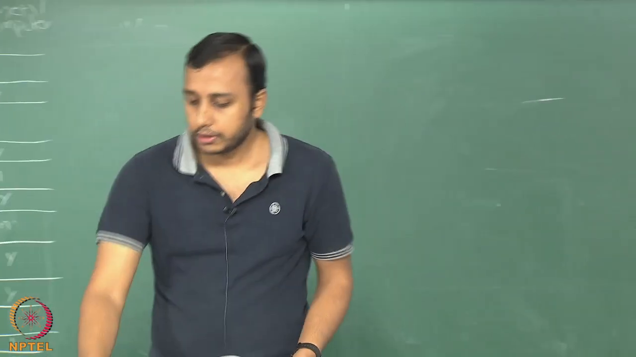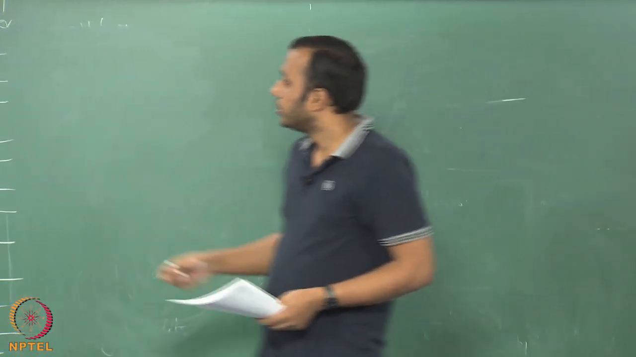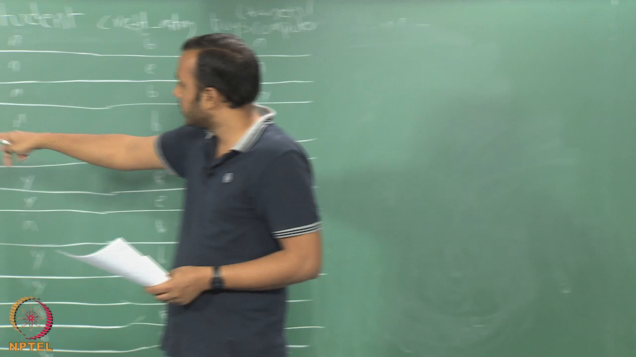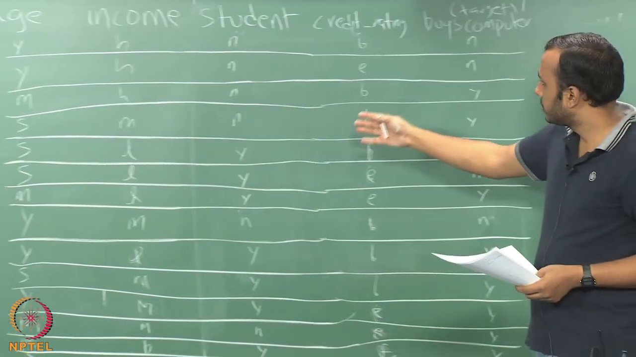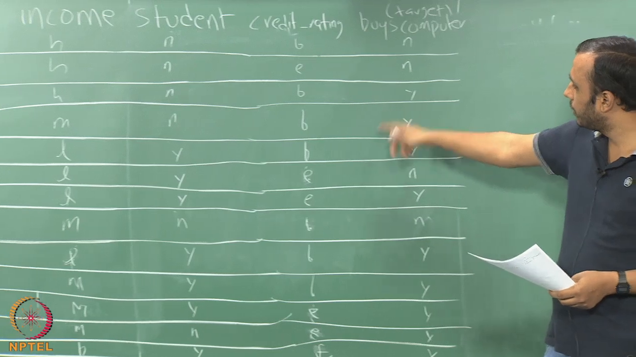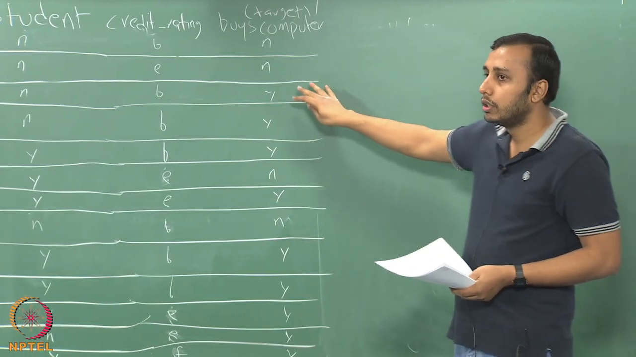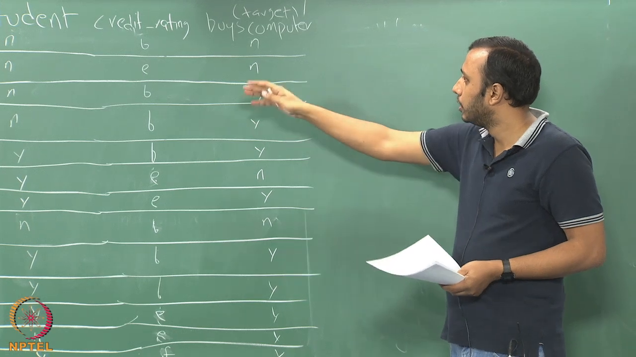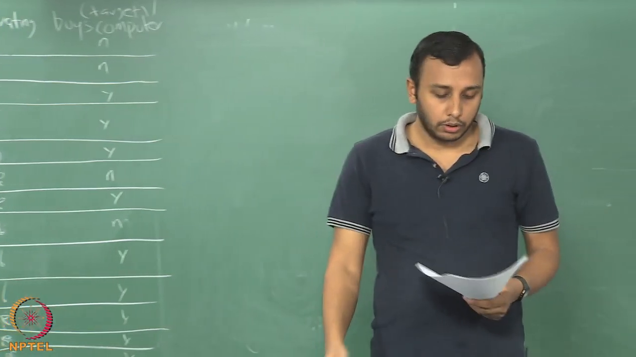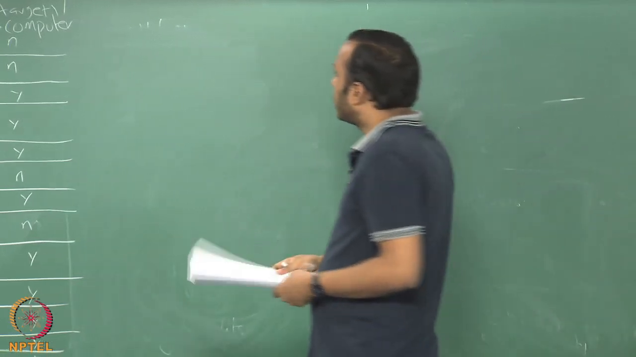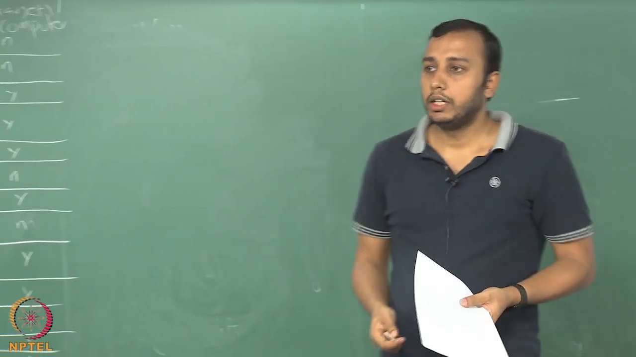Right, so this is a sample data set and we'll try and build some classification trees with this. Here age is young, middle age and senior, income is high, medium and low, student is yes or no, a boolean variable, and credit rating is fair or excellent. This is the target variable which we want to predict: whether the person will buy a computer or not.